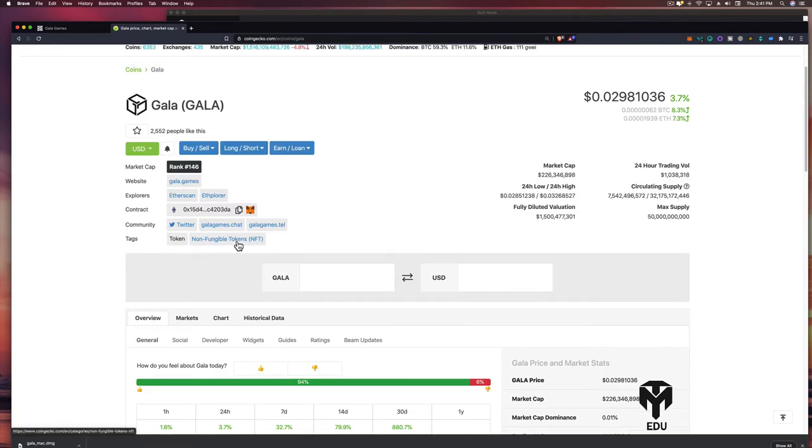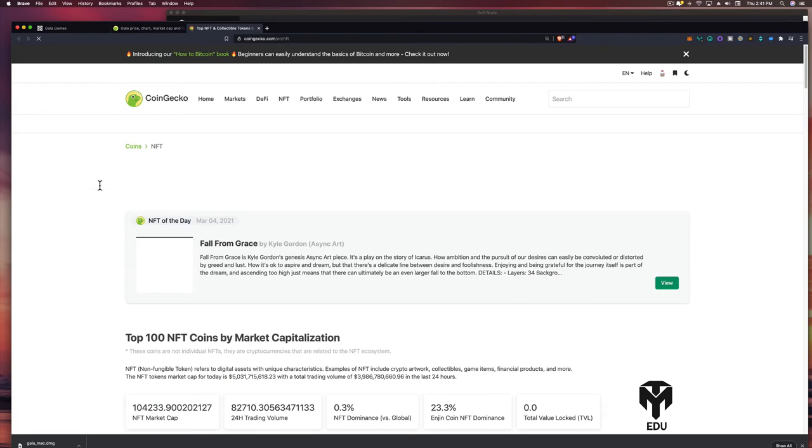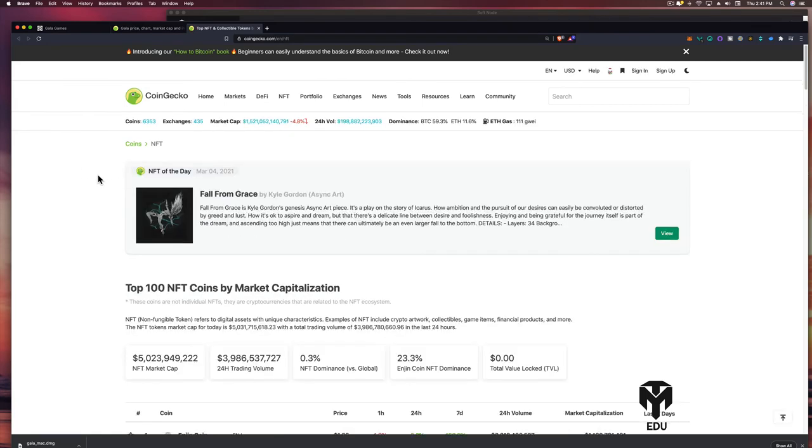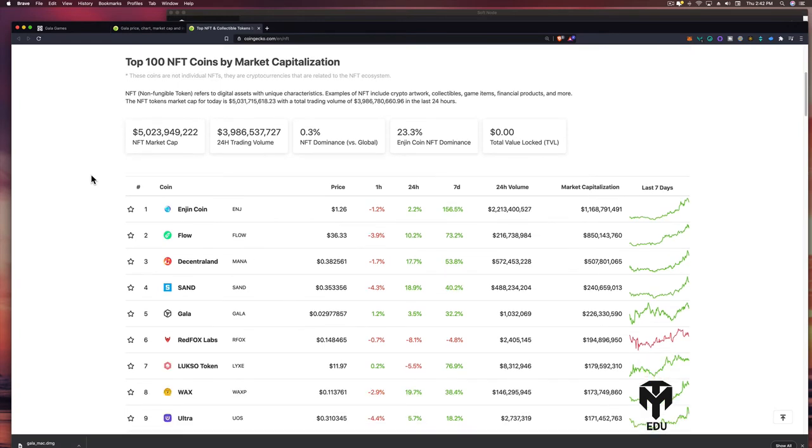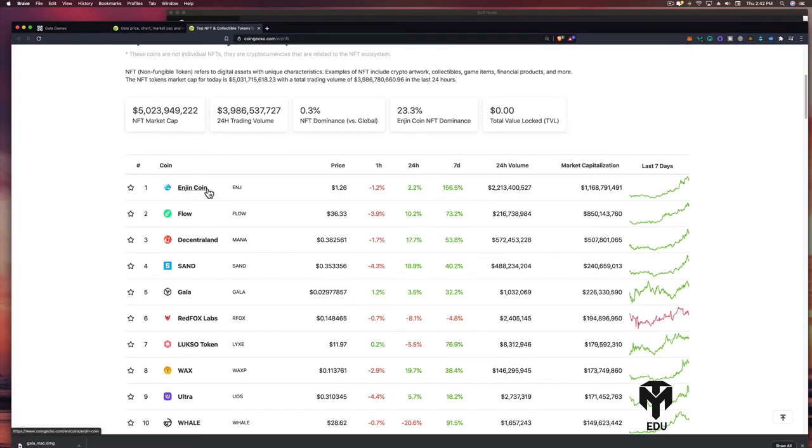Now what's cool is everyone's talking about NFTs, right? So NFTs are non-fungible tokens. If you don't know what they are, you better figure it out because they're going to be huge. So here we are, guys. Engine coin is number one at $1.26. Gala is number five.